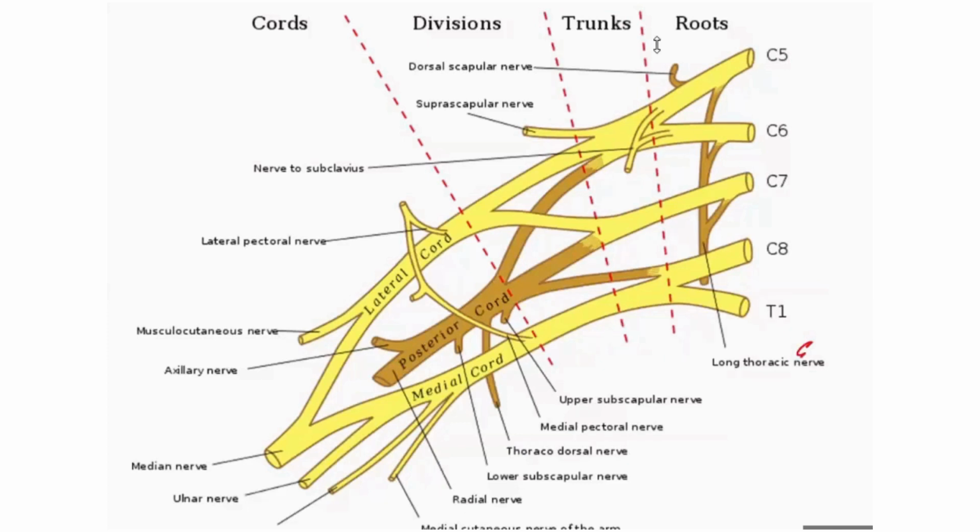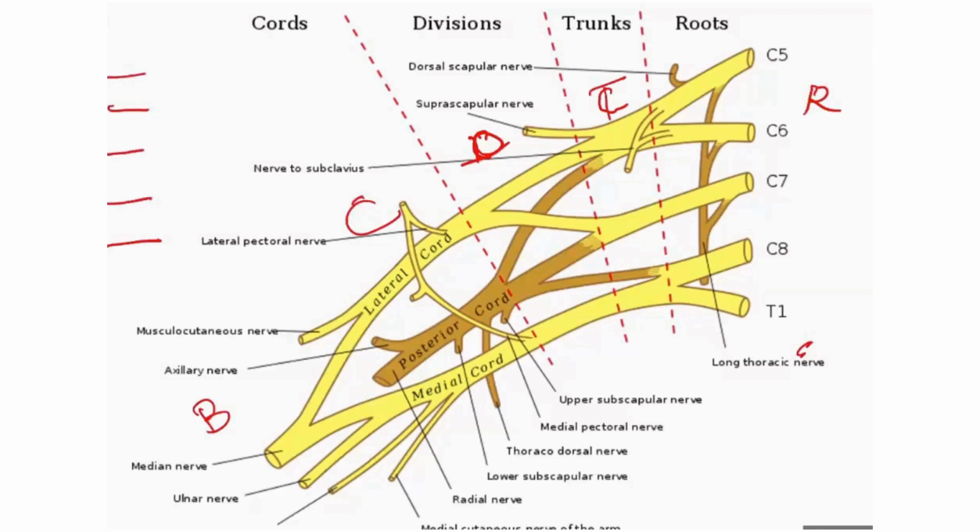This is the root of brachial plexus. This is the trunk of brachial plexus. This is division. This is cord. This is branches. Okay, so C5, C6, C7, C8, and T1.